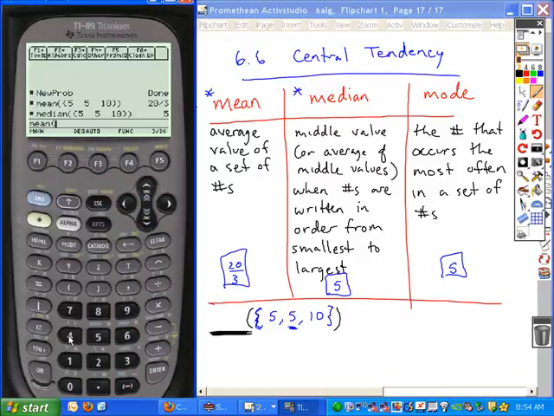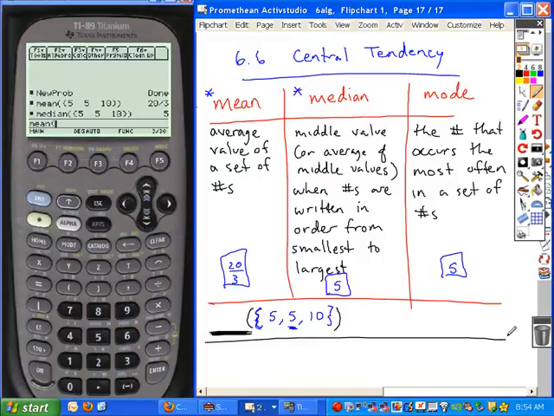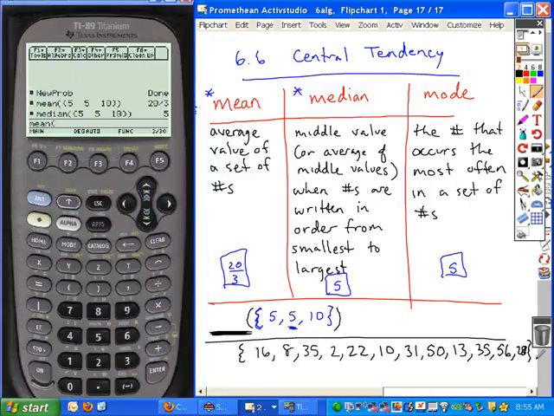Okay, so let's say I wanted you to find the mean, median, and mode of the following set. All right, so that last number is a 28, but I'll read these again. So here's your set of numbers. You have 16, 8, 35, 2, 22, 10, 31, 50, 13, 35, 56, and 28. I want you to see if you can find the mean, median, and mode for that set, please.